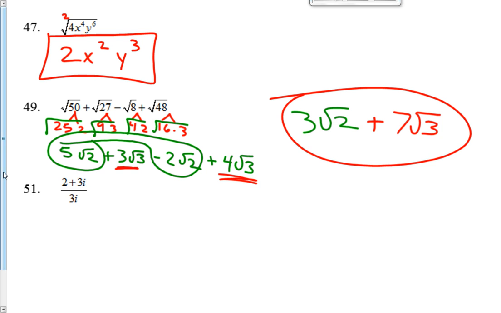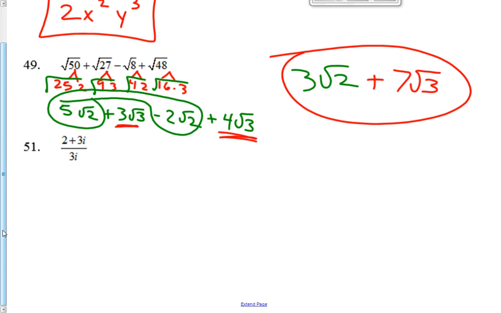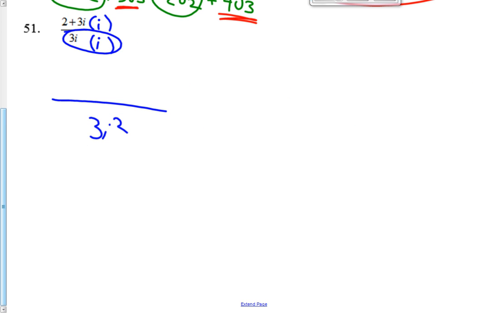Question number 51. It is improper to have imaginary numbers in the denominator, so we're going to get rid of the imaginary number by multiplying both top and bottom of the fraction by i. The reason why we do that is because 3i times i in the denominator is 3i squared. And then i squared is the same thing as a negative 1. So it's kind of like saying 3 times a negative 1, which is a negative 3. So now we don't have any more imaginary number in the denominator.